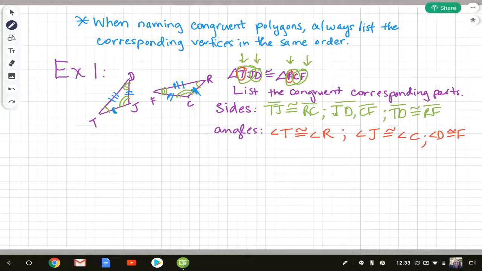Okay, so we know that congruent polygons have congruent corresponding parts. If I want to show that 2 polygons are congruent, triangles or otherwise, no matter how many sides they have, I would need to show or make sure that all the corresponding parts were congruent in order to be able to say that the triangle or the polygons were congruent.